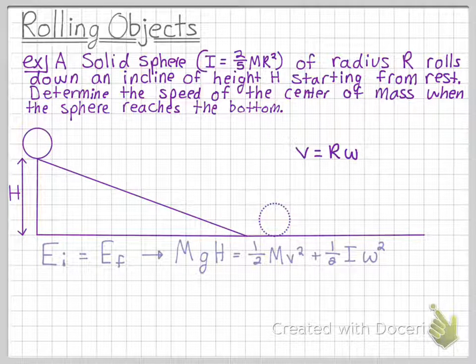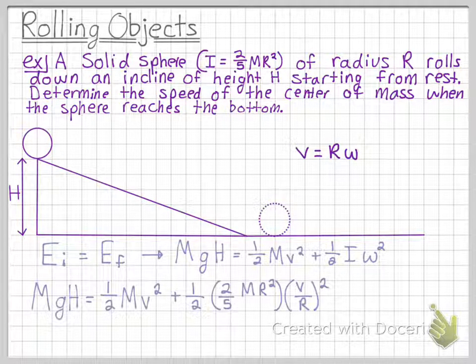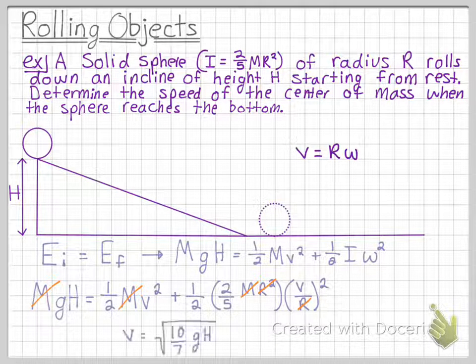So we can plug in our moment of inertia and simplify our version of omega, and conveniently some of the variables cancel, and we're left with the velocity of the square root of 10/7 times gravity times the height.